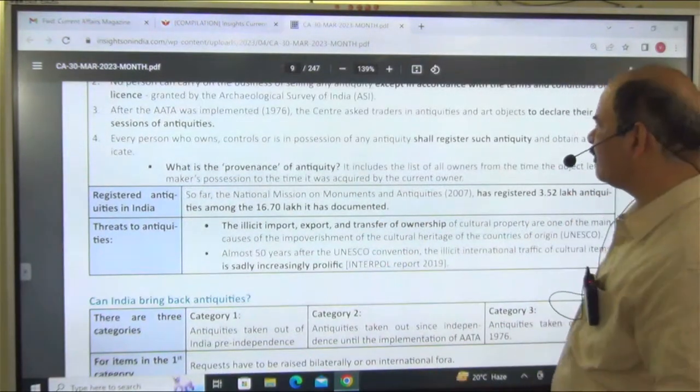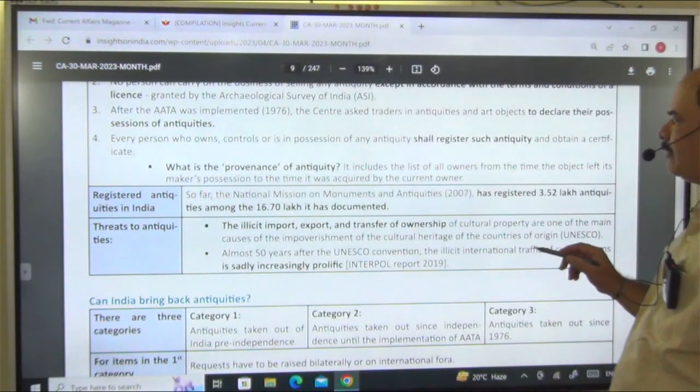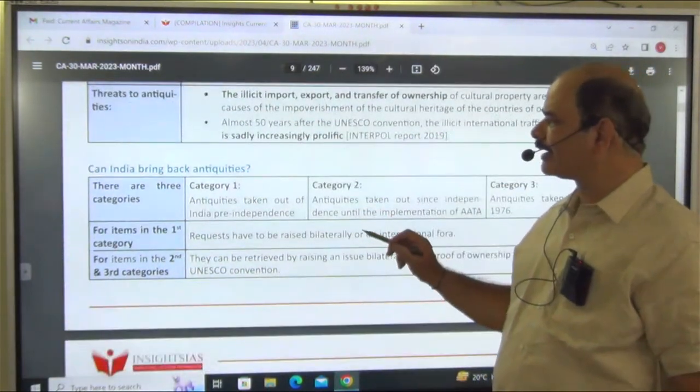What is the provenance of an antiquity? It includes the list of all owners from the time the object left its maker's possession to the time it was acquired by the current owner. So now, it is important.